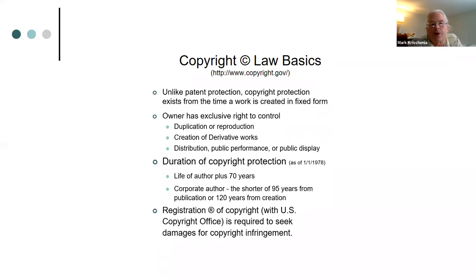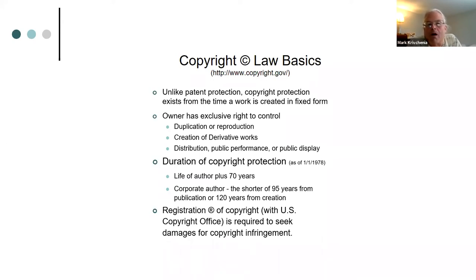So registration, that's a circle R of a copyright. To register your copyrighted materials, you have to send in your work, your book, your PowerPoint, whatever, to the U.S. Copyright Office. And you pay a fee, it's not that expensive. And then you register your copyright.